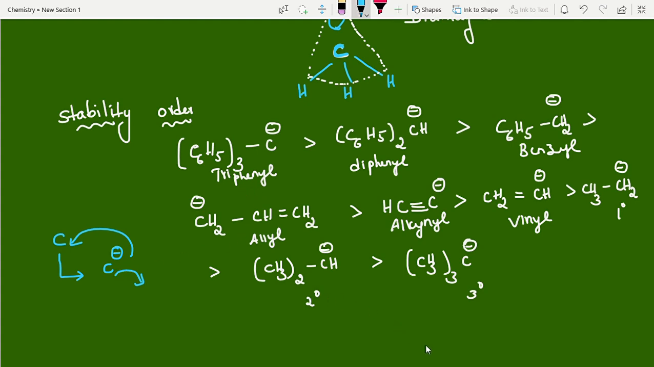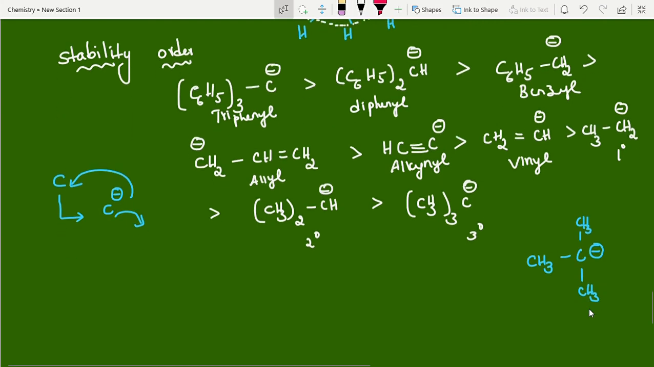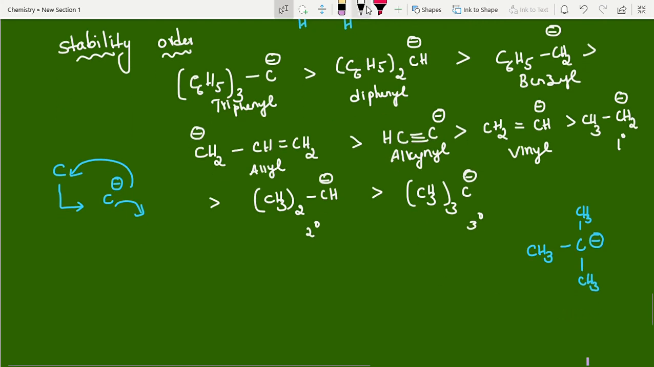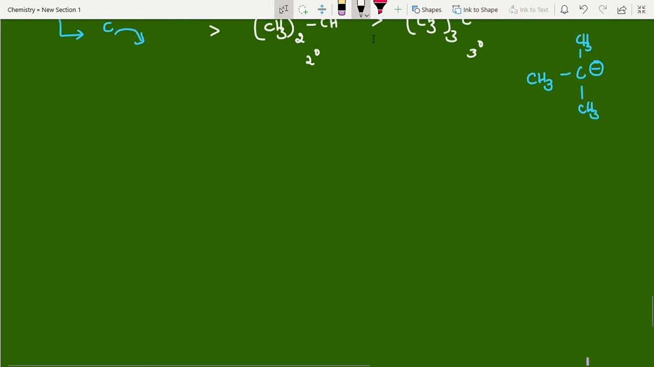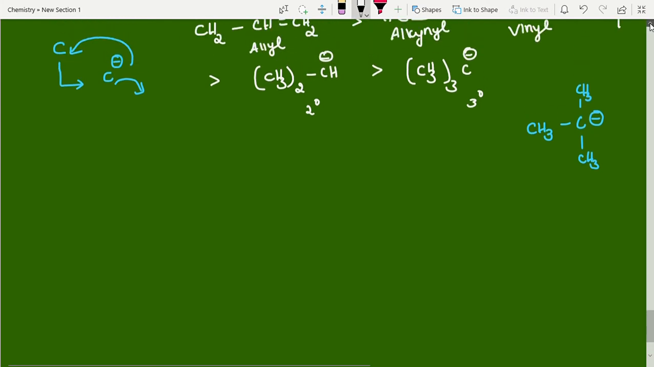Now look into this. To understand better, I am giving one example. CH3, CH3, CH3, CH3 minus. Listen carefully to this point. See, here the carbanion stability order is reversed. Free radical and carbonium ion, it is the same. Here why is it reversed? Why are we taking it in reverse? See the condition.